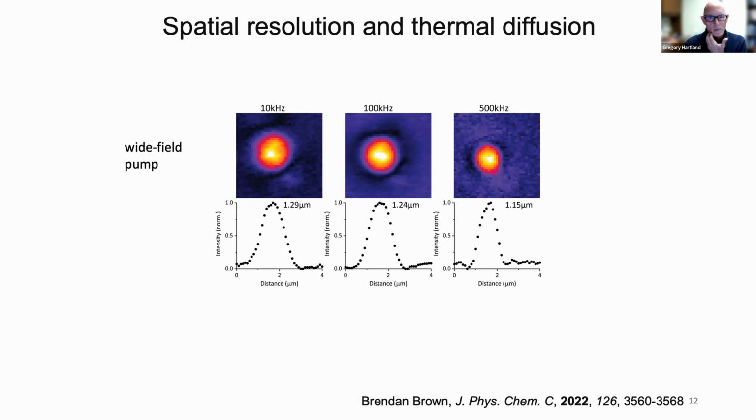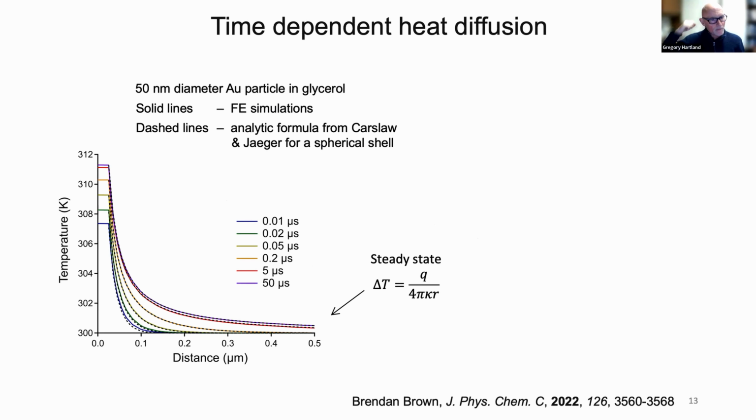Okay, so this was a bit of a surprise to us, but maybe because we hadn't thought about it very accurately. And so we did some simulations of thermal diffusion away from these small particles as a function of time. These are some simulations done in COMSOL for a 50 nanometer particle in glycerol. The different color lines are from the COMSOL simulations, and the dashed lines are from a formula taken from Carslaw and Jaeger's famous book.